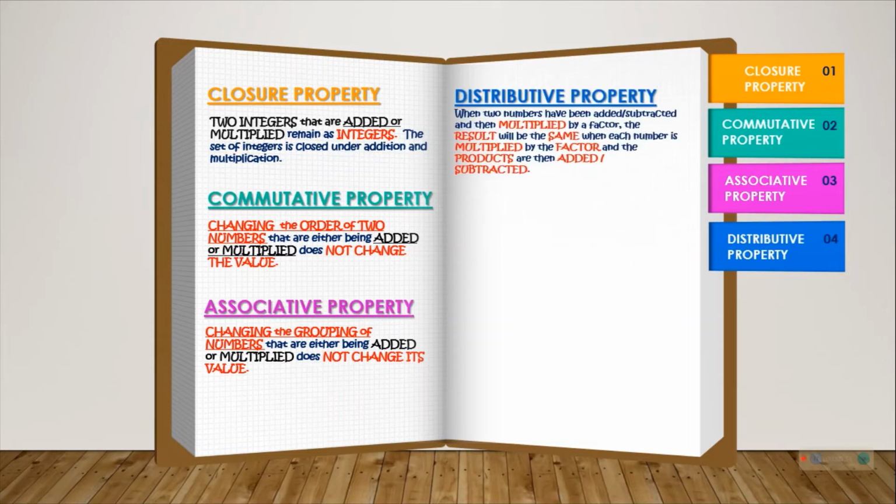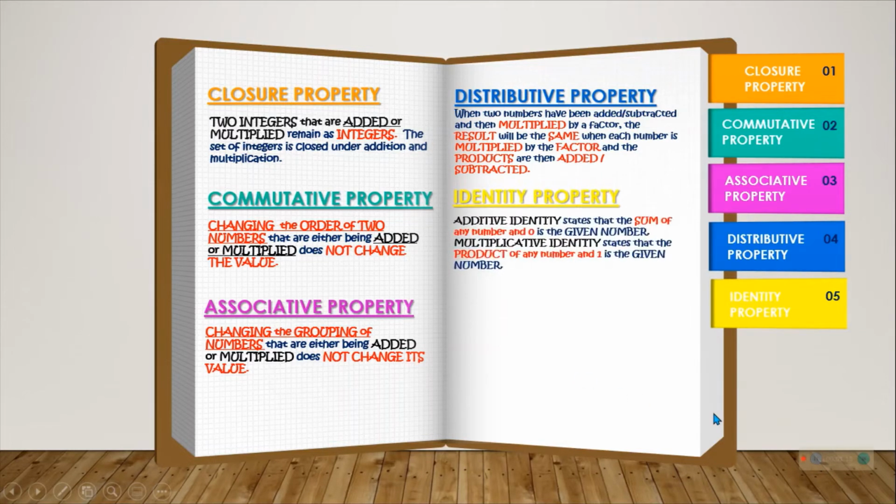The fourth one is distributive property. When 2 numbers have been added or subtracted and then multiplied by a factor, the result will be the same when each number is being multiplied by the factor and the products are then added or subtracted.